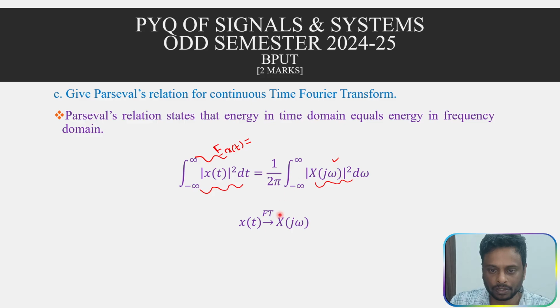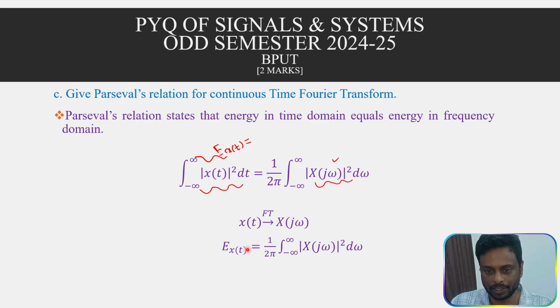So if the Fourier transform of the continuous time signal x of t is x of j omega, then the energy of x of t would be 1 upon 2 pi, integral from minus infinity to plus infinity of |x of j omega| squared d omega. So this is called Parseval's energy theorem also. So this is our third question.